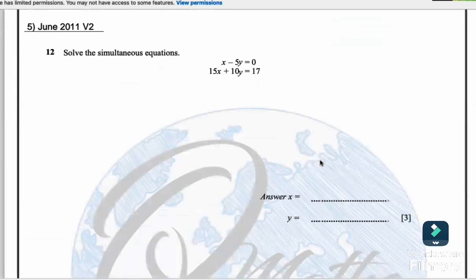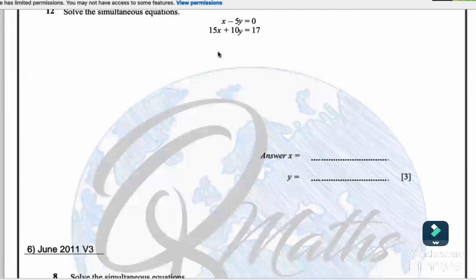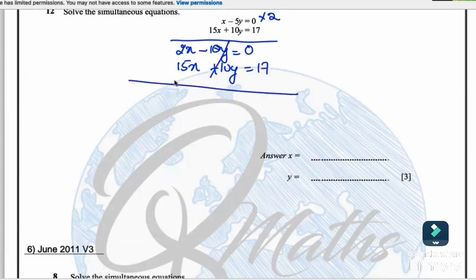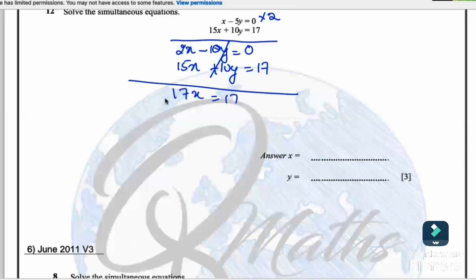Now we have the next question. Our fifth question is x minus 5y is equal to 0, and 15x plus 10y is equal to 17. So here, I'm going to cancel the variable y. I'm going to multiply the first equation by 2, so I can make 5 as 10, right? Therefore, 2x minus 10y is equal to 0, anything into 0 is 0, and 15x plus 10y is equal to 17. Okay, so cancel this. So 17x is equal to 17, and divide by 17 on both of the sides.